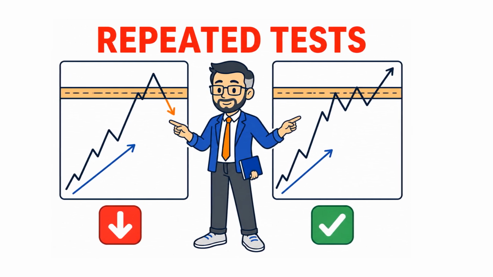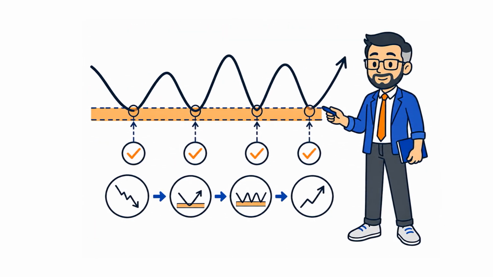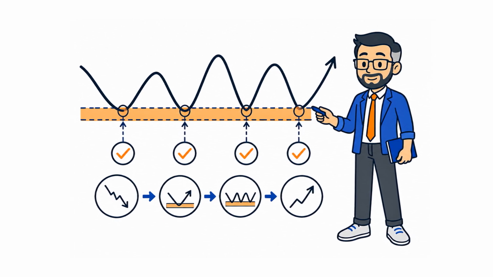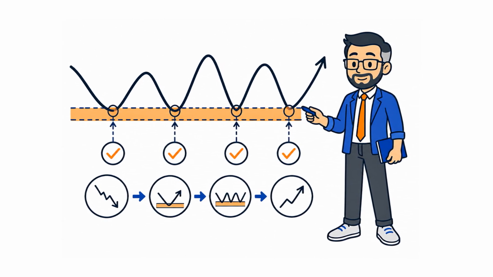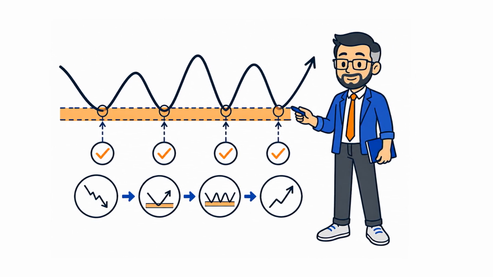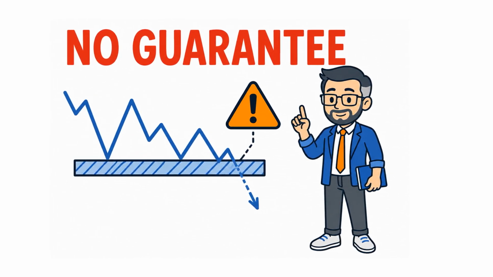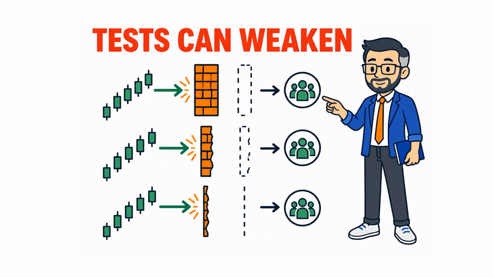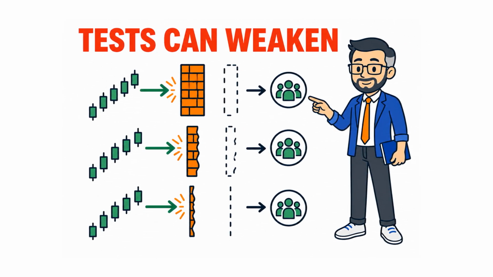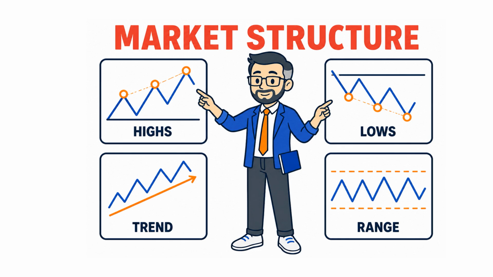Second, traders look for repeated tests. A test means price comes back to the same area again. Multiple reactions near a similar level can make that zone more noticeable. Still, repeated testing does not guarantee the level will continue to hold. In some cases, many tests can weaken a level because buyers or sellers at that area may gradually get absorbed.